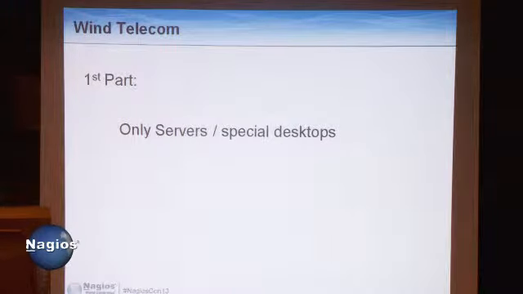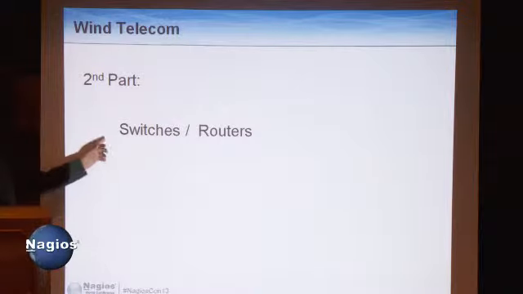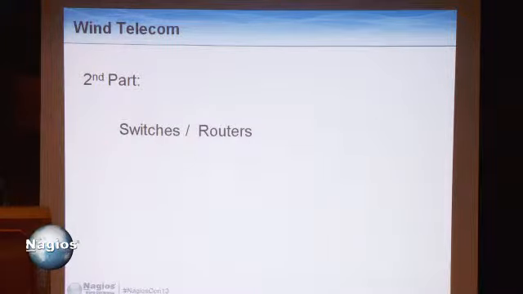There will be a third part of this project. It will be to monitor radio communications, when they offer their service, you know, the internet connection, etc. They are planning to do this with Nagios.